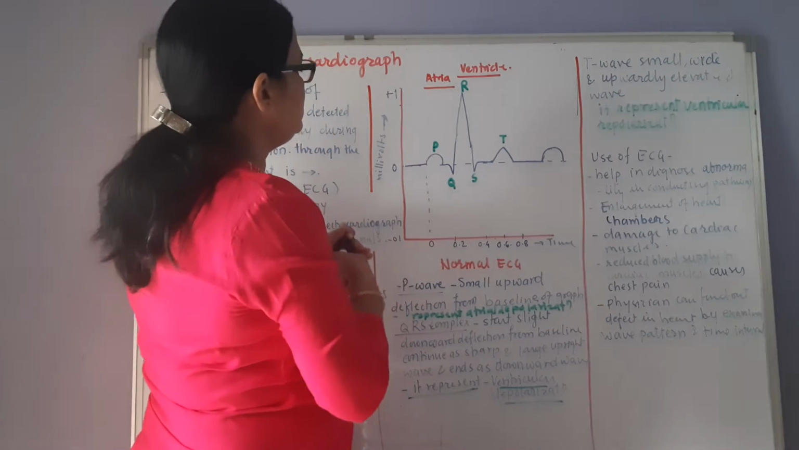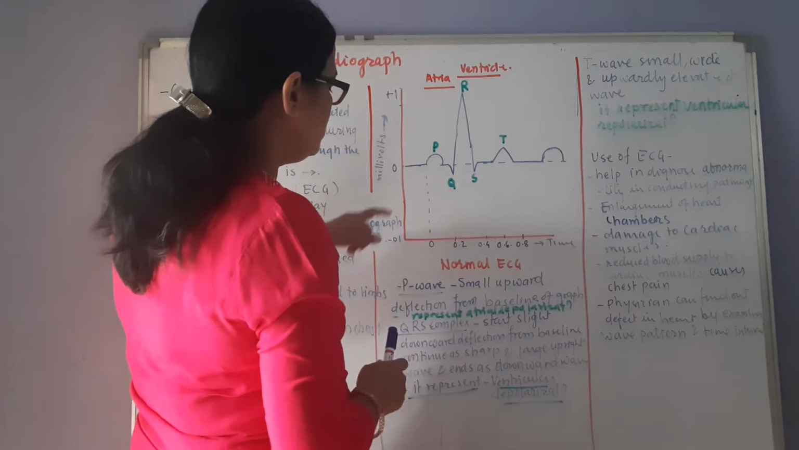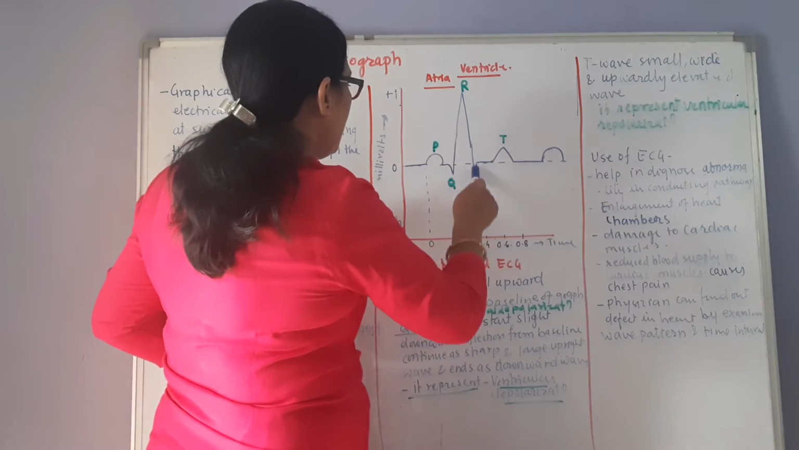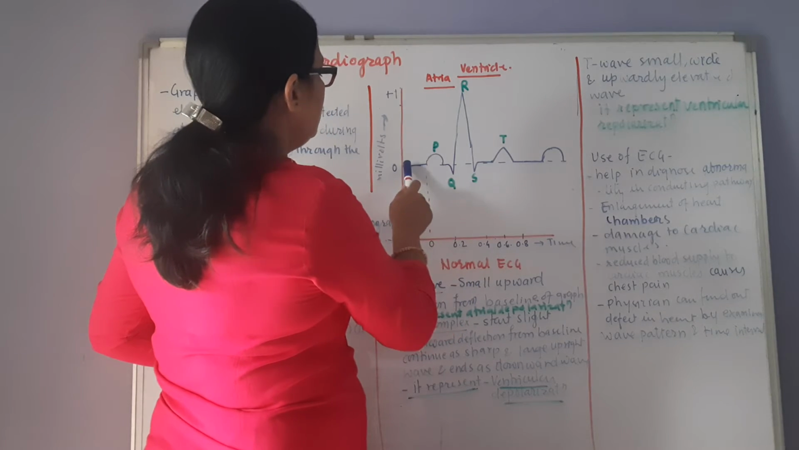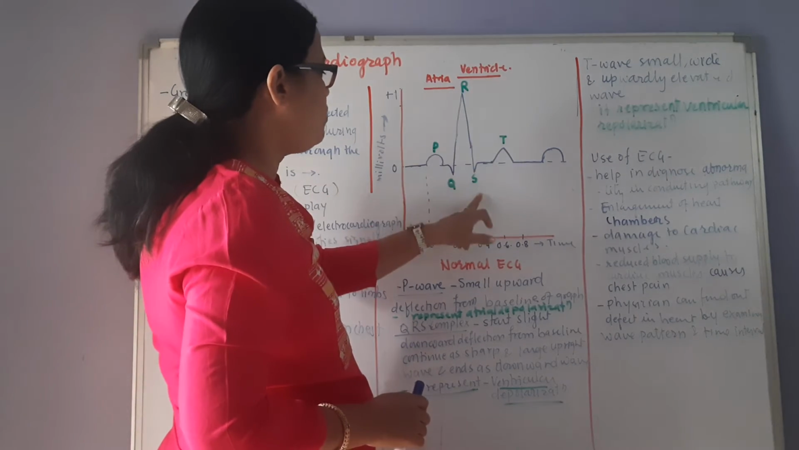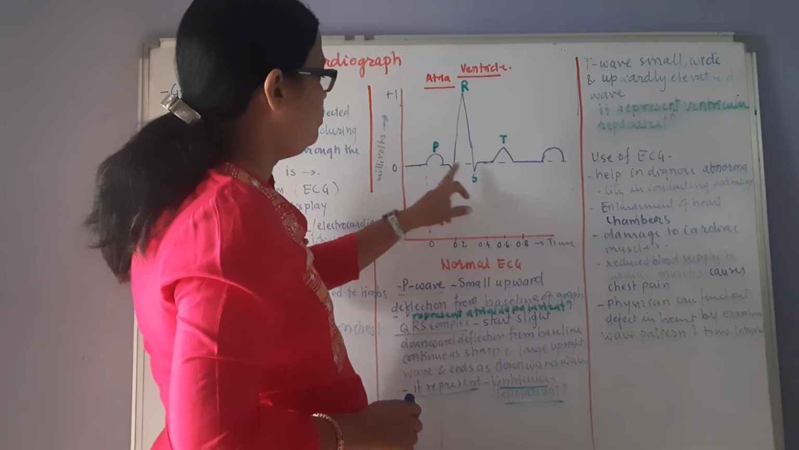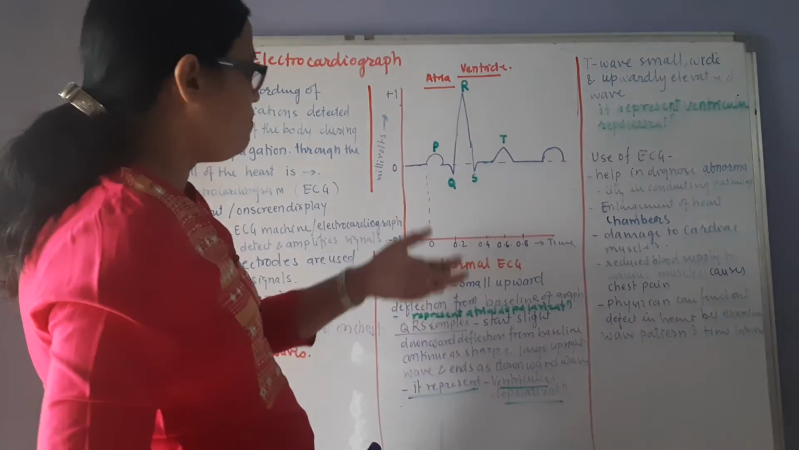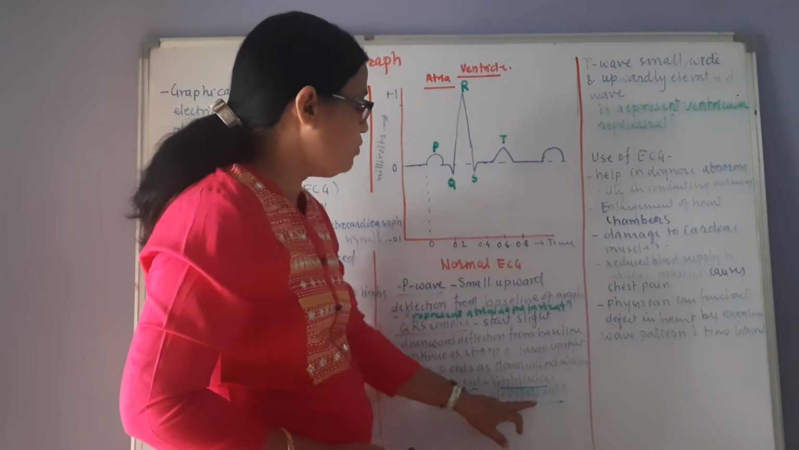So see, if you are looking here, it is a small, short downward deflection, and then a sharp, straight upward deflection, and again a small downward deflection from the baseline. So it shows the sharp QRS, the sharp inclination with the two declinations. This QRS complex is somewhat complicated, and it represents the ventricular depolarization.